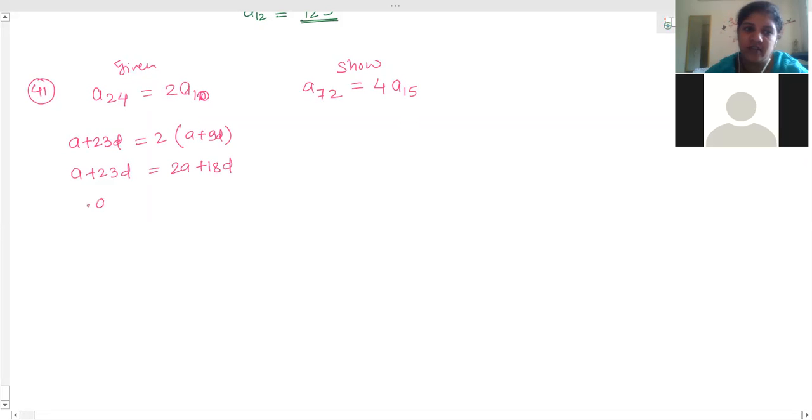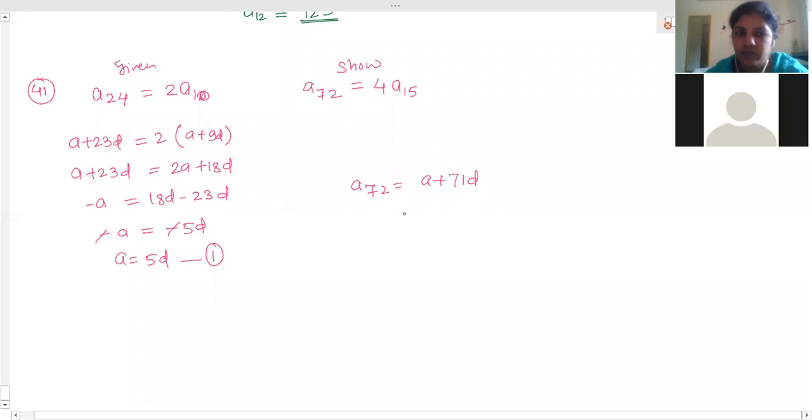So minus A is equal to 18D minus 23D. That is minus 5D is equal to minus A, minus cancels. The value of A is equal to 5D. This is equation 1. Now what we have to calculate? The 72nd and 15th term. So first find out the 72nd term. That is equal to A plus 71D. A is 5D plus 71D. So this is equal to 76D.